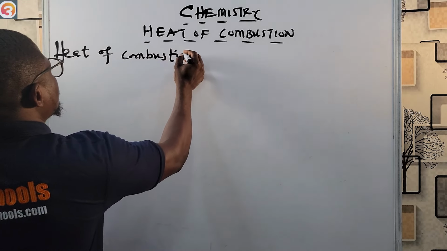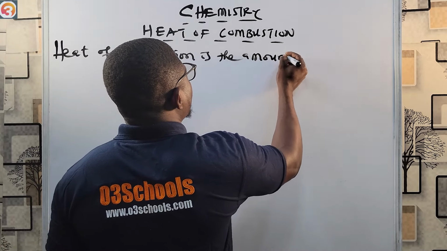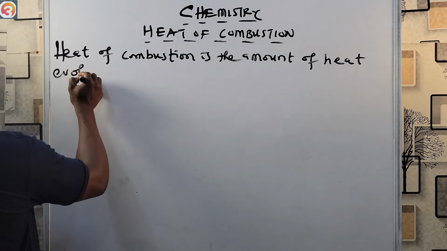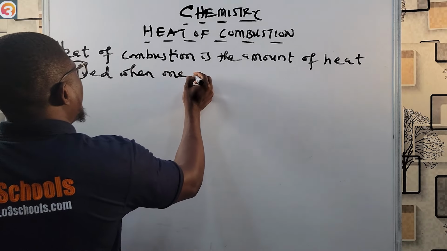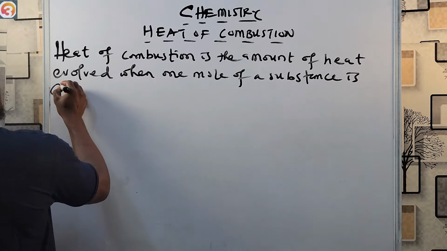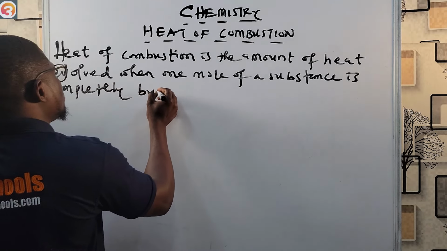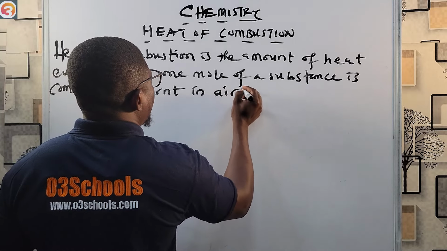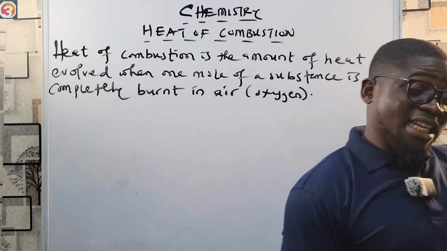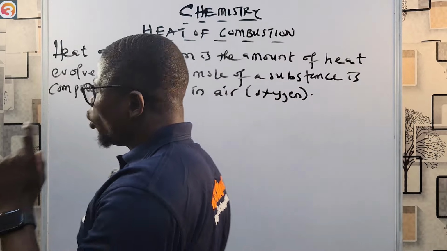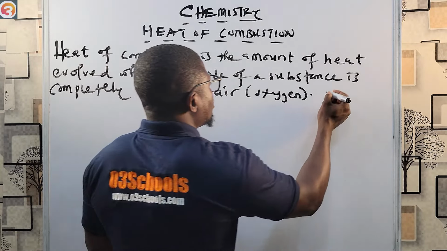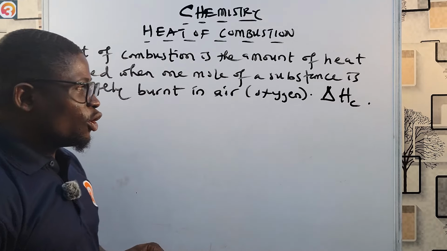So we say heat of combustion is the amount of heat evolved when one mole of a substance is completely burnt in air or oxygen. Okay, so it's as simple as that. That's what the heat of combustion is. It is represented as delta H_c. Okay, that is heat of combustion.